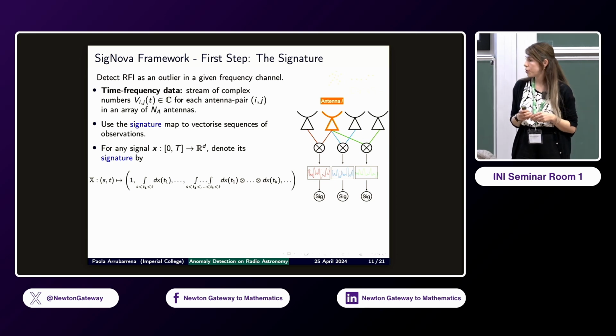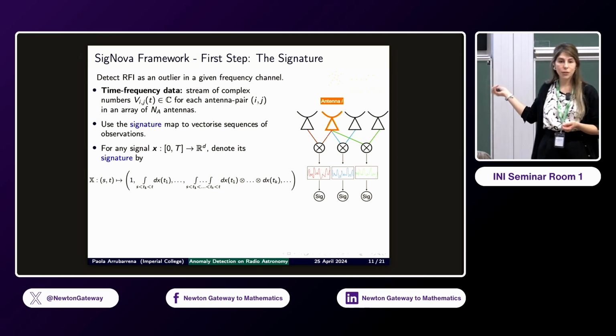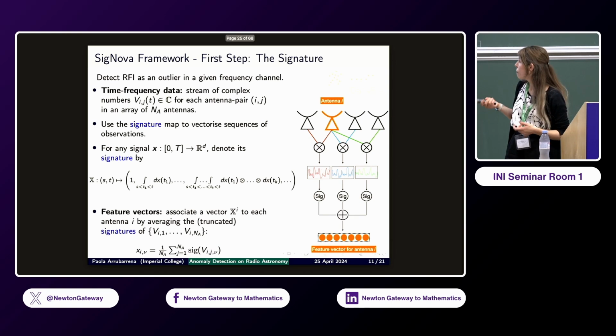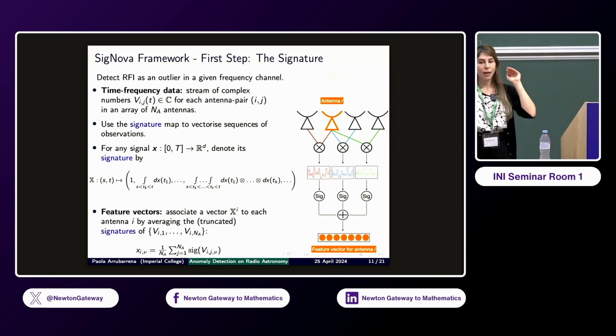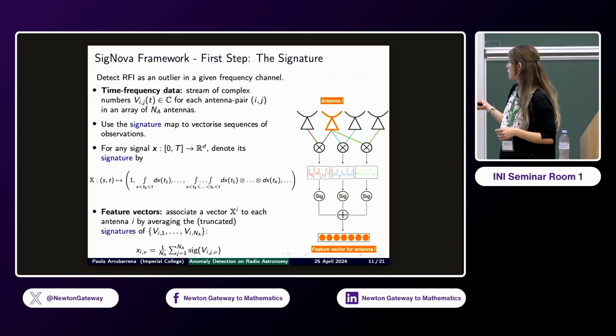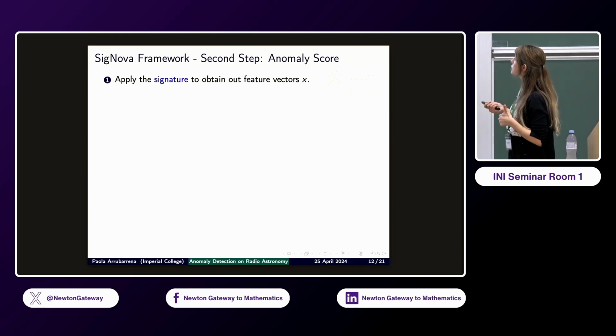We use this in order to vectorize our sequences of observation. Now we get vectors characterizing our signal, which is very useful because then we want to build feature vectors with it. To build a feature vector for antenna i, we average over all of the outputs and the signatures connected to this antenna. And we do this for all of the 200, 300 antennas that we have in our data set. Okay, so that's the first key component.